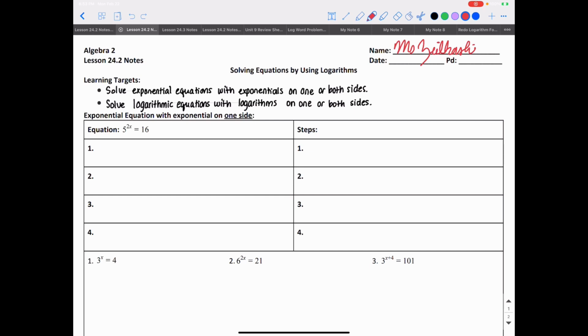I know you guys were super bummed when you thought we were finished talking about logarithms. Fortunately, we are not. We are going to continue talking about them, and today we're going to talk about solving equations by using logarithms. And we're also going to talk about solving logarithm equations.